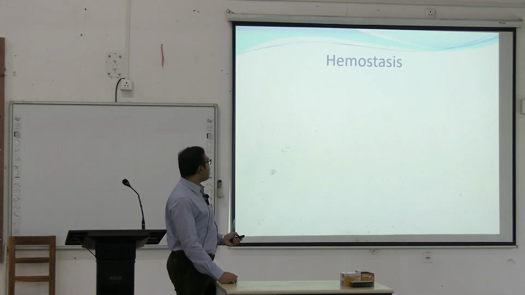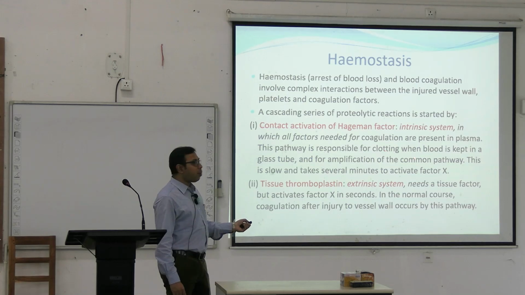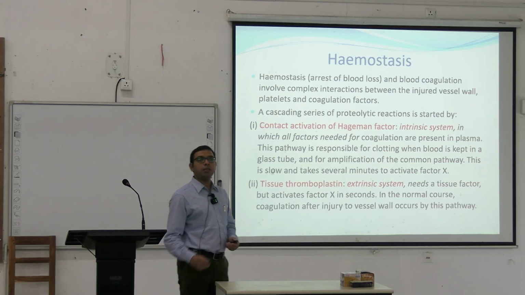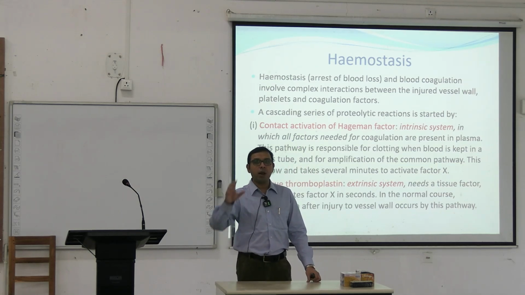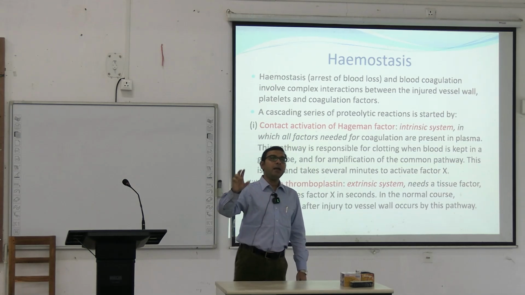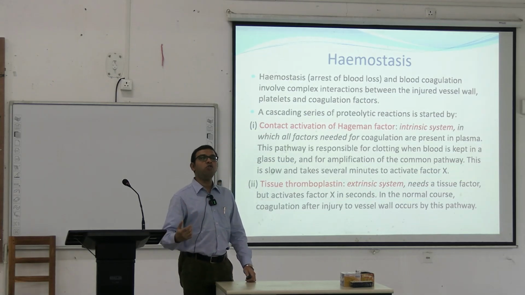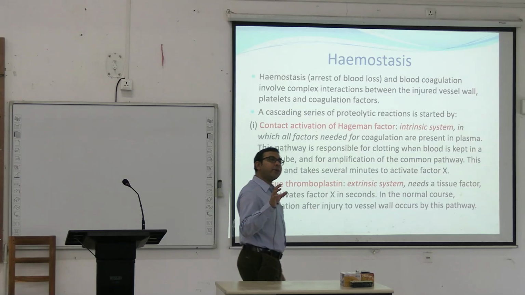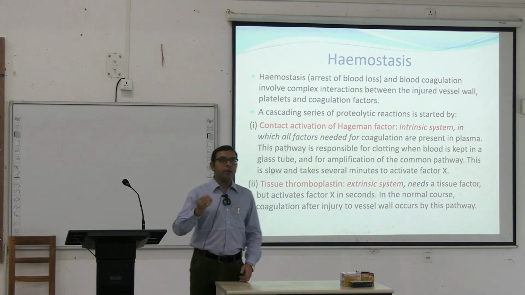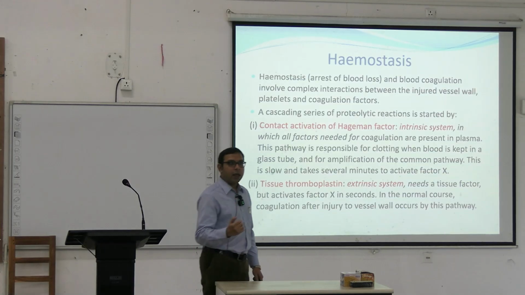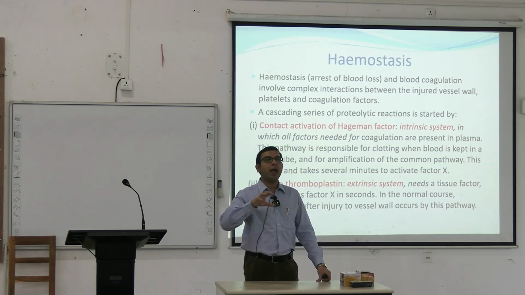Okay. So this intrinsic system mainly starts when the pathway responsible for clotting is triggered when blood is kept in a glass tube. That is, the intrinsic system usually starts first in in vitro states. For example, your plasma is taken out and kept in a glass tube. Here the intrinsic system starts first. But when there is any injury to our endothelium, usually the extrinsic system starts first due to the presence of the tissue factor. This tissue factor activates factor 7, and ultimately this factor 7 activates the other factors in the intrinsic pathway as well as the common pathway.